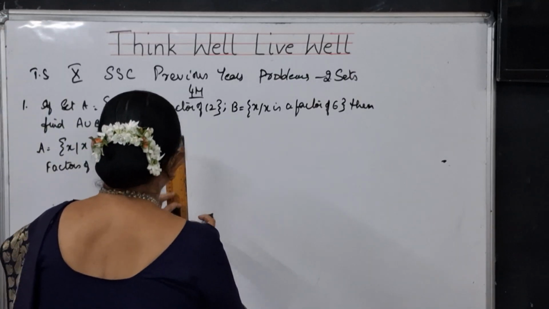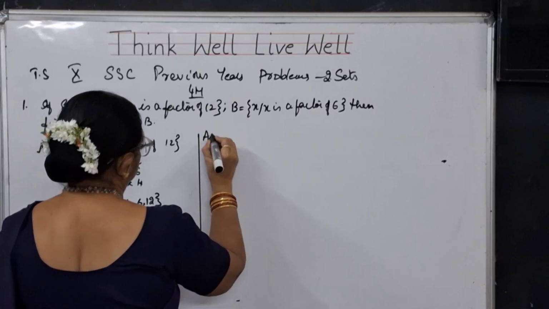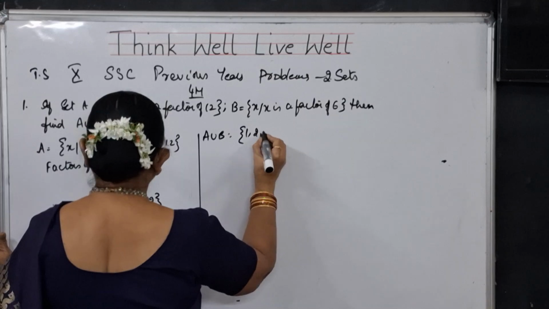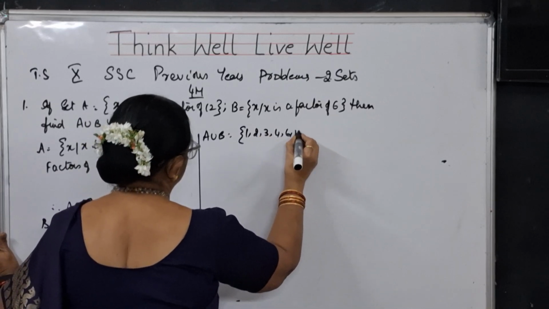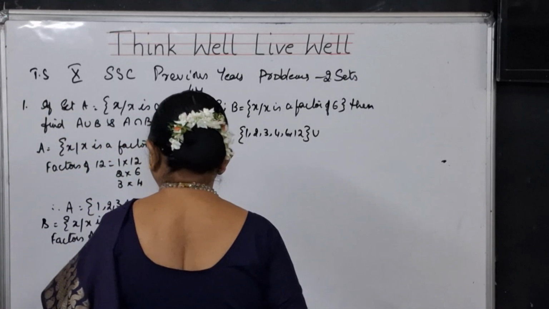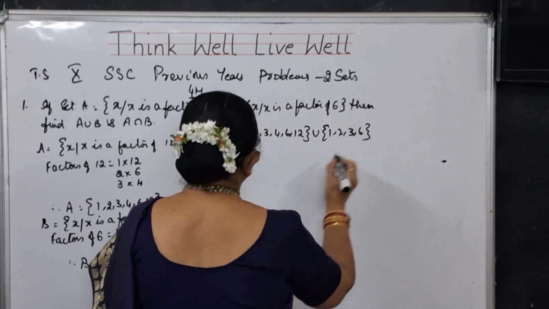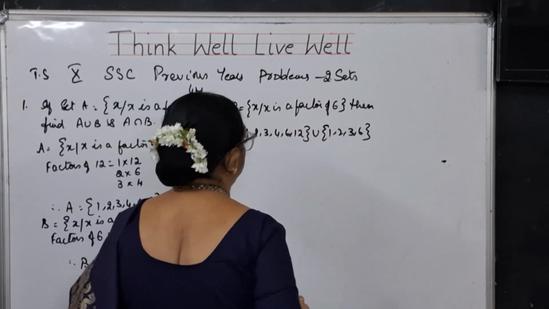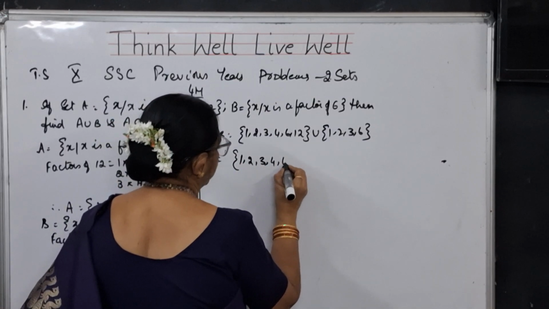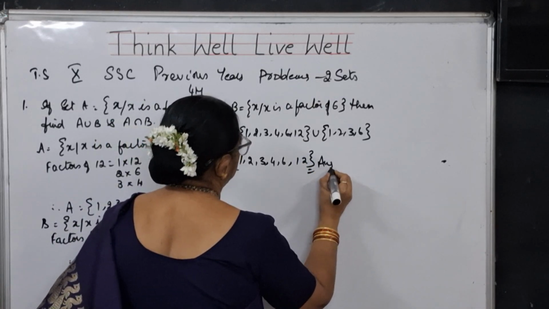Now the next part is you have to find out what is A union B. A union B is equal to A, which is 1, 2, 3, 4, 6, 12, union B, which is 1, 2, 3, 6. So union in the sense you have to write every element that is there: 1, 2, 3, 4, 6, 12. So this is the union answer, children.